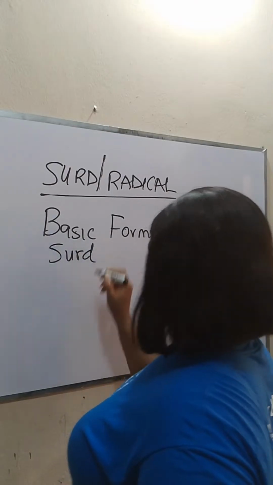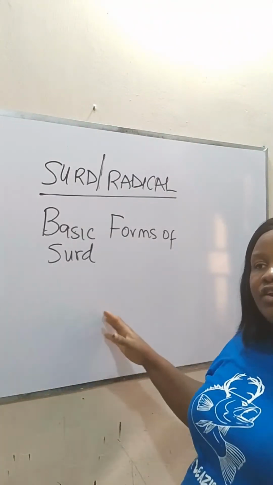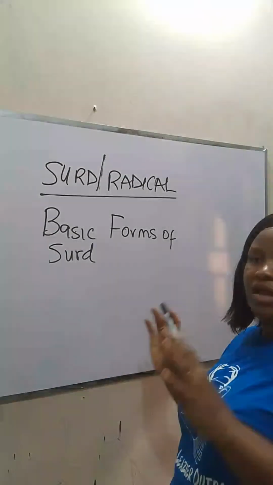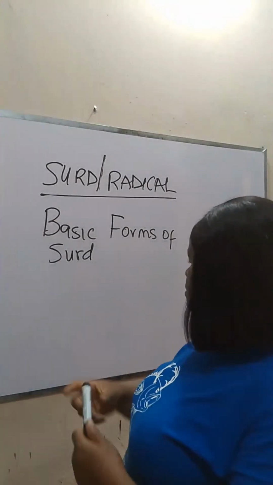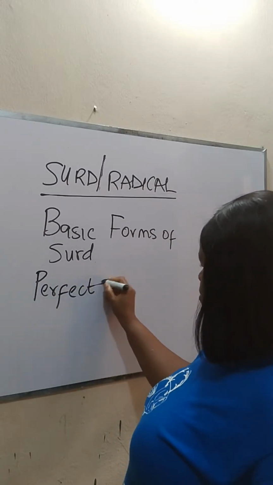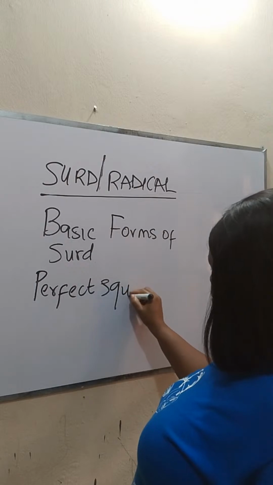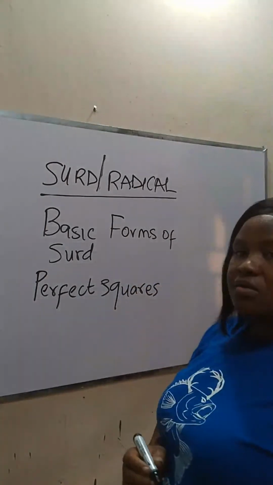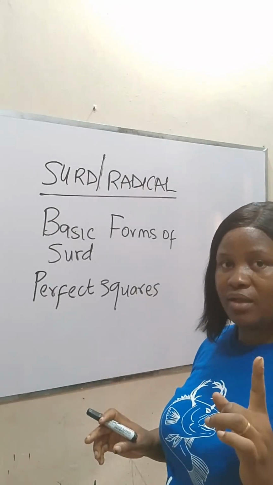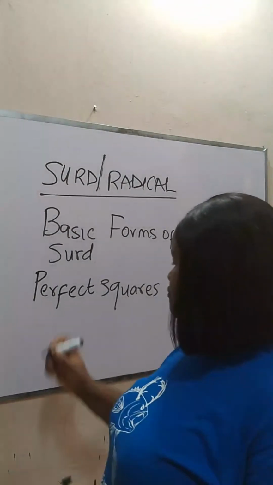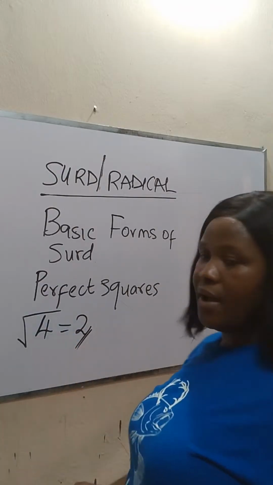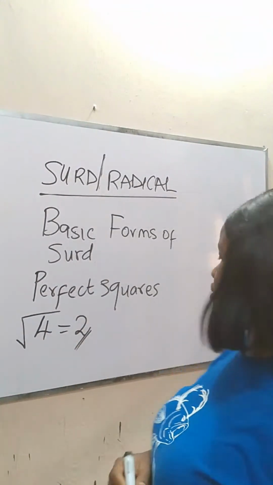Now, there's something I want you to know. You can only call a number a surd when you have a combination of a perfect square and a non-perfect square. Let's start with perfect squares. Perfect squares are numbers whose square root gives a whole number. If you take the square root of 4, you get 2, and 2 is a whole number, right? So 4 is a perfect square.